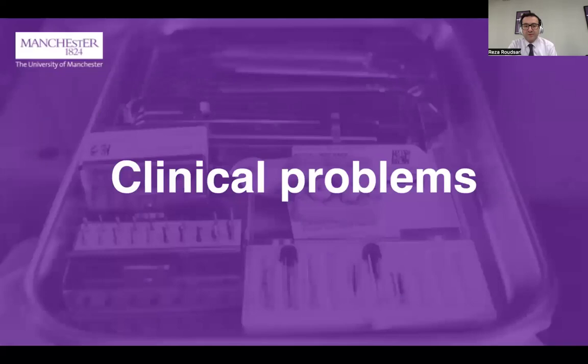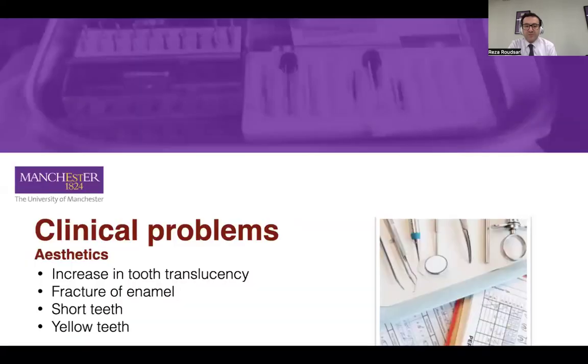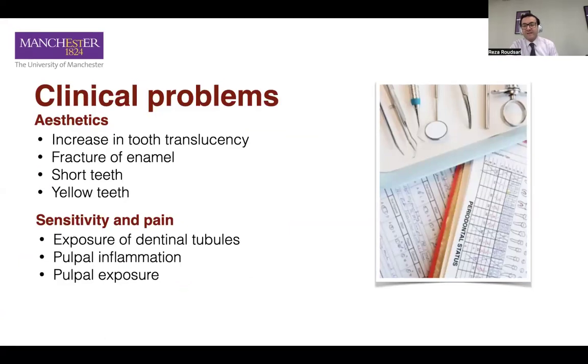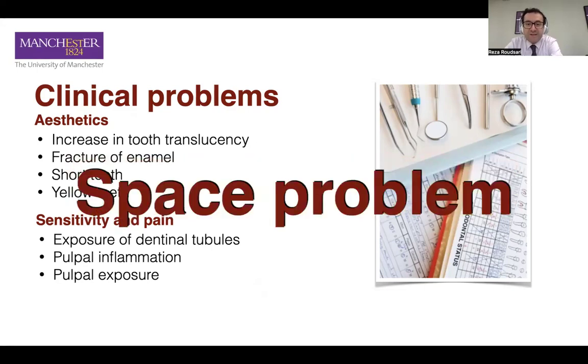Now, when people come to you with wear, they might have a number of clinical problems. They can have aesthetic problems. They can have their teeth showing through too much. They might become shorter. They might become yellower. They might get worried that their teeth are breaking away and keep chipping away. Sometimes they become sensitive as your enamel is disappearing, especially in cases of erosion. Then you will have exposed dentinal tubules, and they can have sensitivity to cold. And this can, over time, cause pulpal inflammation, or sometimes in severe cases, you may even have exposure of the pulp. But the biggest problem for us is space, and we'll tell you why.